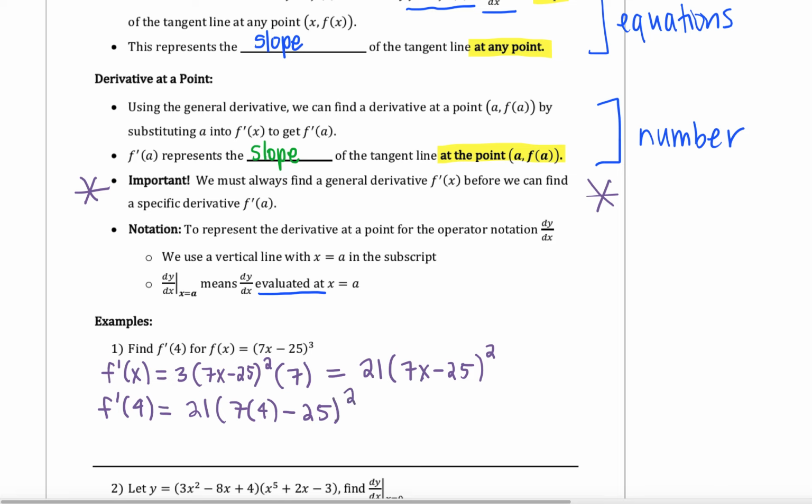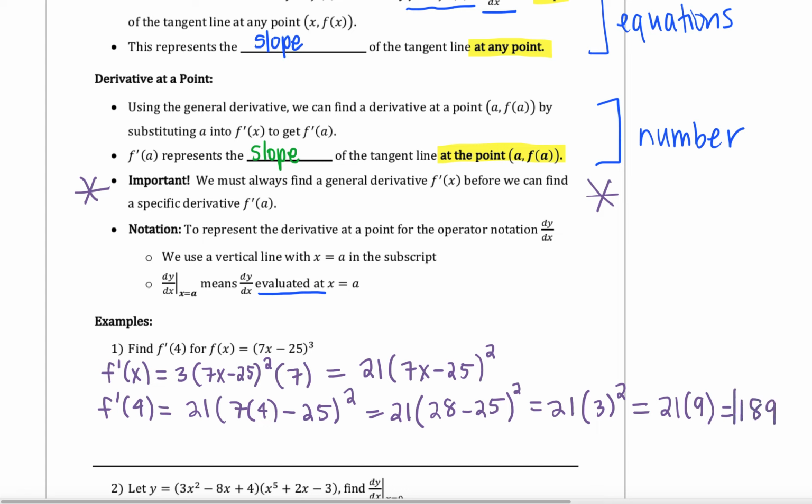Now to simplify this down, using order of operations, I'd still have the 21 on the outside. 7 times 4 would give us 28, minus the 25, all to the second. Simplifying that down, we'll get 3 squared. 3 squared is going to give us 9, and then 21 times 9 would give us 189.